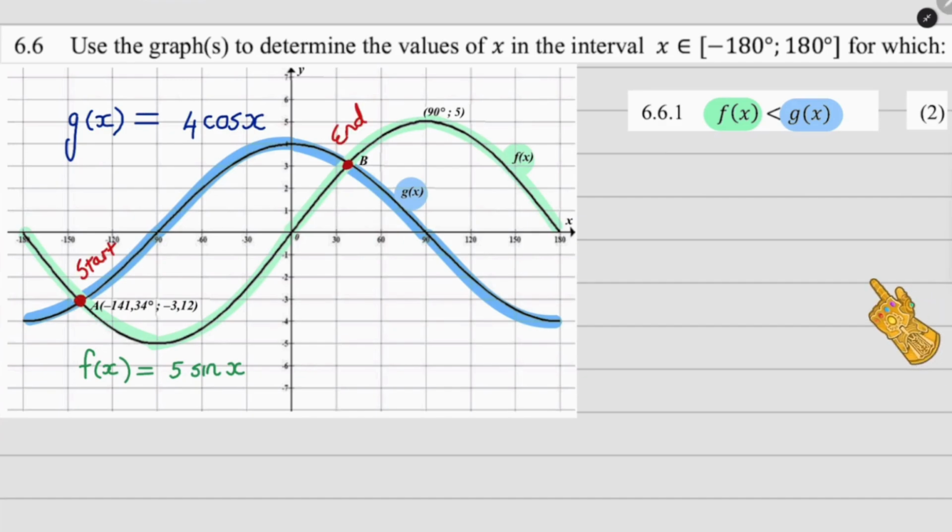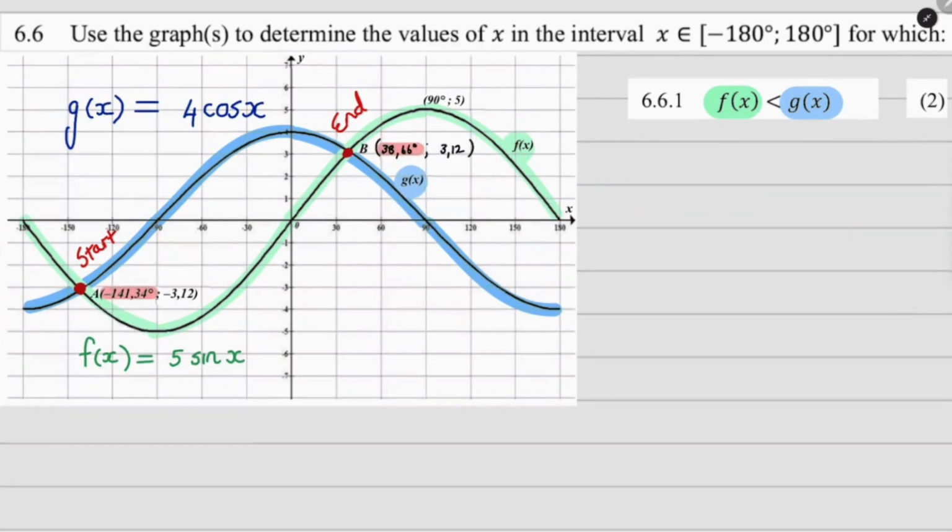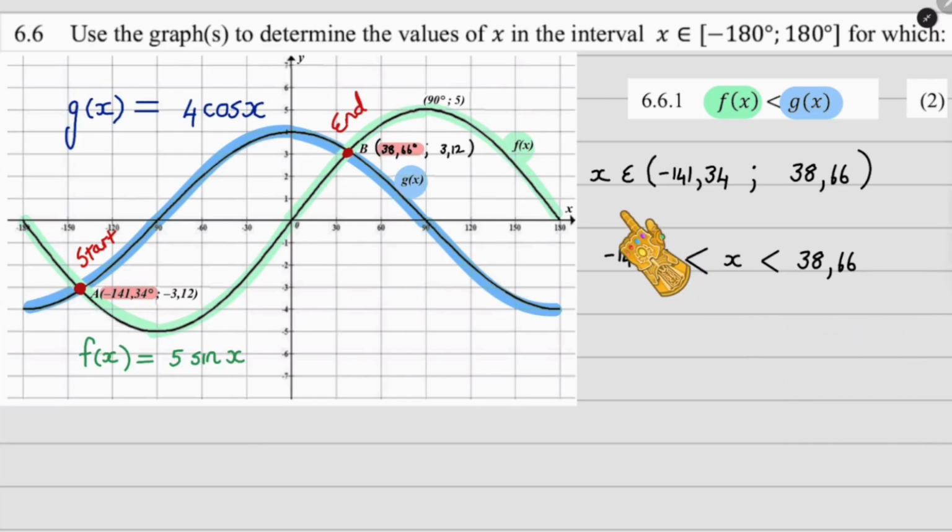And bear in mind, when we give our answer, we only use the values of x. Now I believe we got the coordinate of b earlier. I'm going to grab it quickly for us because we are going to need it to answer this question. Okay, now that b is there, let's have a look at how we write that up. There are 2 possible methods of writing it up. I'm going to go through both of them. So the first possible way of stating it is x is an element that starts at minus 141,34 and ends at 38,66. I use round brackets because this crocodile mouth, aka an inequality symbol, does not have the equals to sign there.